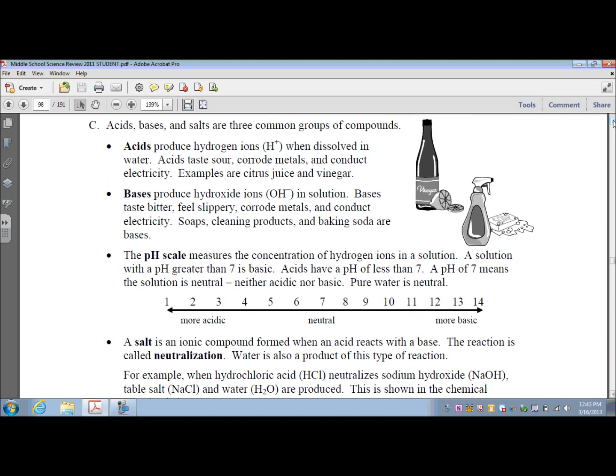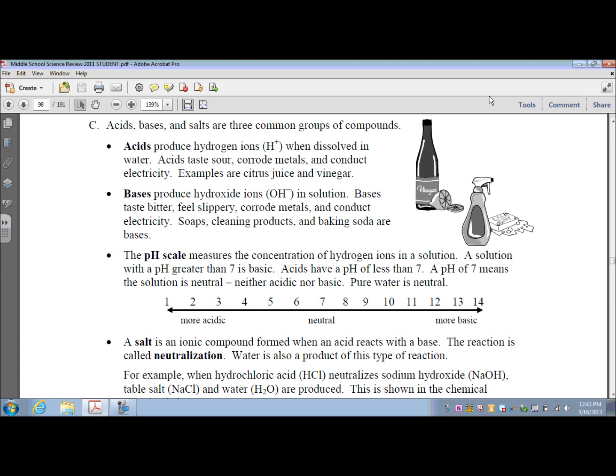Section C. Acids, bases, and salts are three common groups of compounds. Acids produce hydrogen ions when dissolved in water. Acids taste sour, corrode metals, and conduct electricity. Examples are citrus juice and vinegar. Bases produce hydroxide ions in a solution. Bases taste bitter, feel slippery, and conduct electricity. Soaps, cleaning products, and baking soda are bases.